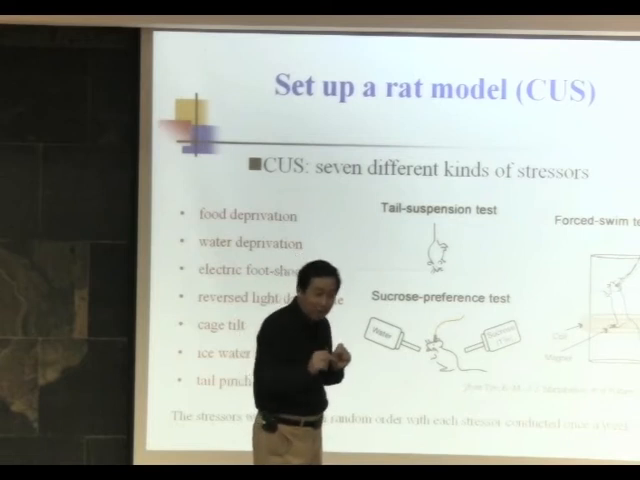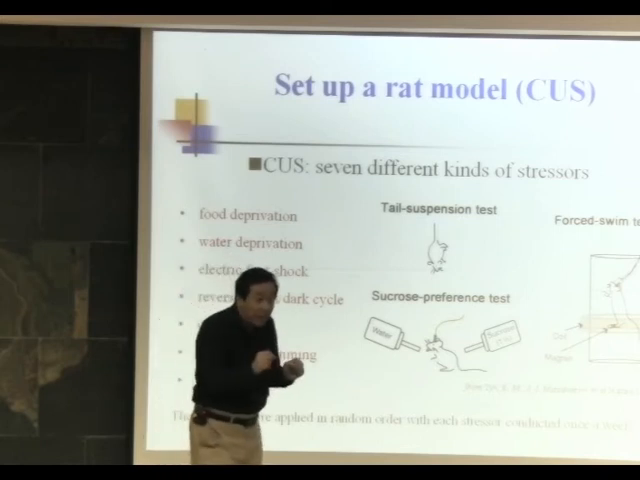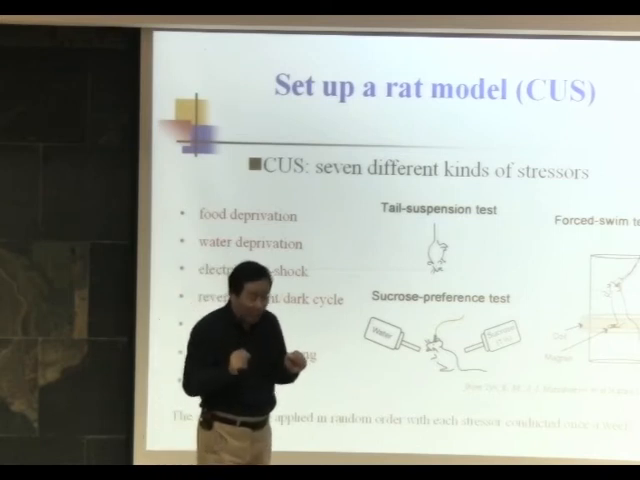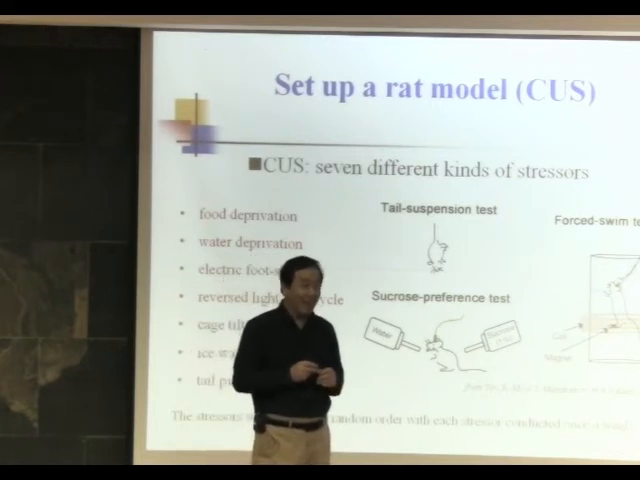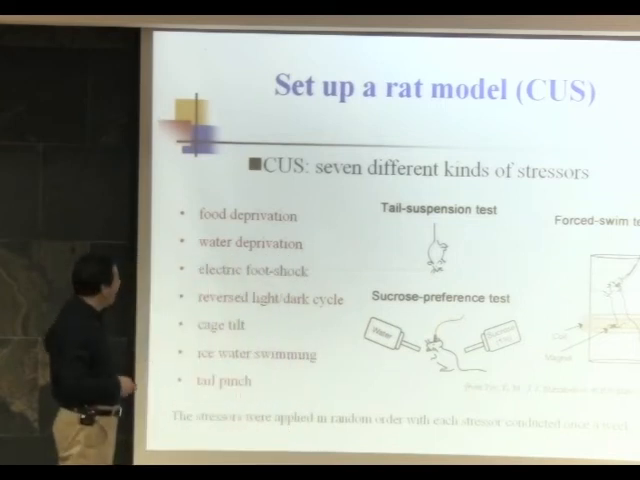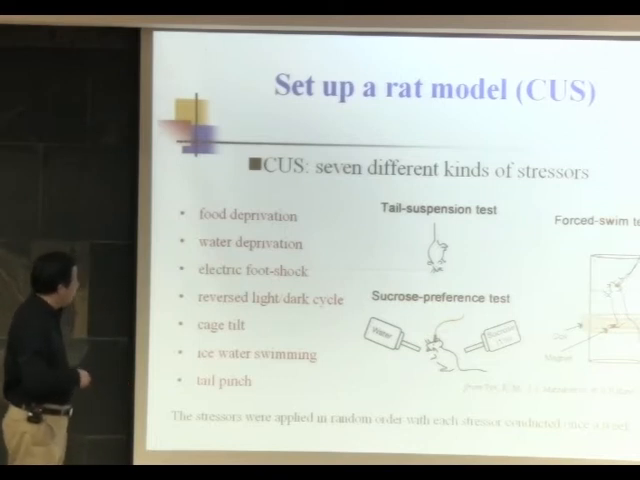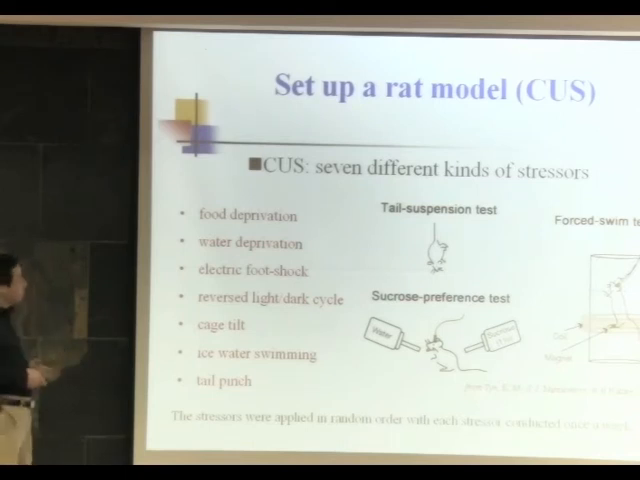So this just simulates human depression. So we gave the animal such stimulation in random order. For instance, food deprivation is not something unexpected. Either you eat or you don't eat. But food deprivation probably puts you in the mood to be depressed. Yeah. So this is the whole process: 3 weeks, each week 7 stressors in random order, basically giving the animal pain.